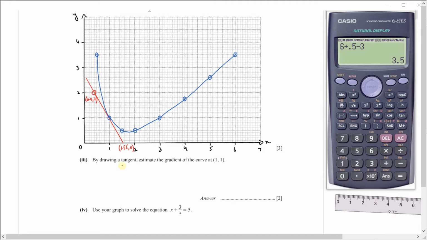So the gradient m would be y2 minus y1, so 0 minus 2 over 1.55 minus 0.4. So this will be minus 2 over 1.55 minus 0.4, which is 1.15. So minus 2 divided by 1.15. So your gradient is minus 1.74 to 3 significant figures. So minus 1.74.